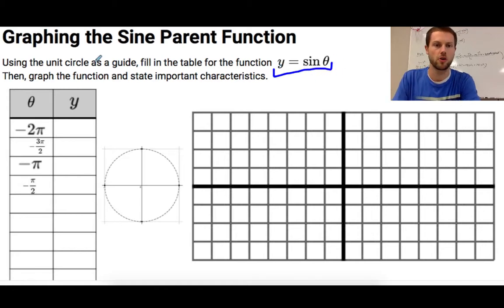So we're going to use the unit circle as a guide, and we're going to fill in this table right here, and then we're going to use that table to plot what this thing actually looks like. It's kind of a mystery. Let's see if we can generate the graph.